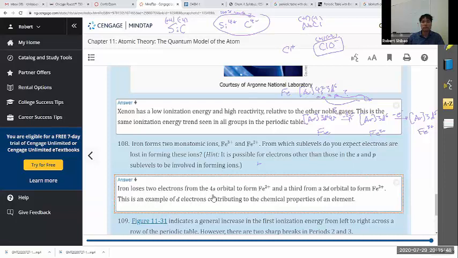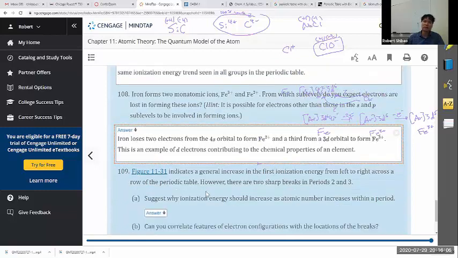Iron loses 2 electrons from a 4s orbital to form iron 2 plus, and a third from a 3d orbital to form iron 3 plus. This is an example of a d electron contributing to chemical properties. Now, if it was filled, like d10, it is much less likely to react.